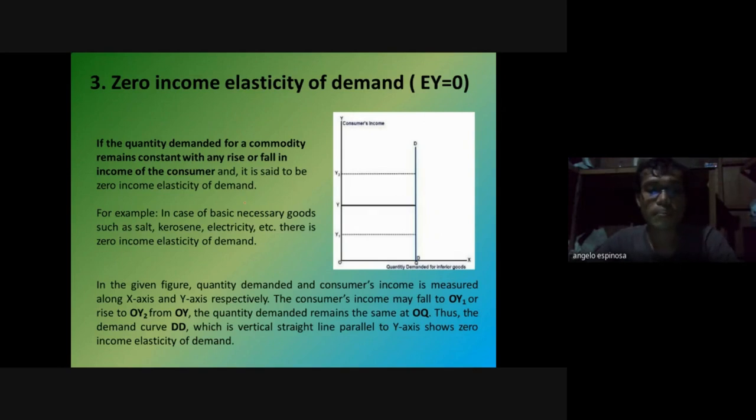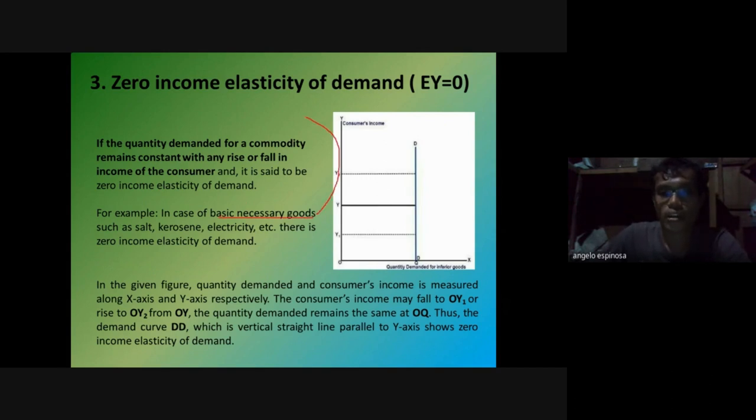Oh, inferior good talaga ang best example dun. And this one is also zero income elasticity of demand. It is what we call necessity goods. Yun, yung mga necessary goods, okay? Ito yung tinatawag natin na necessary good. So, necessary good is a zero income elasticity.